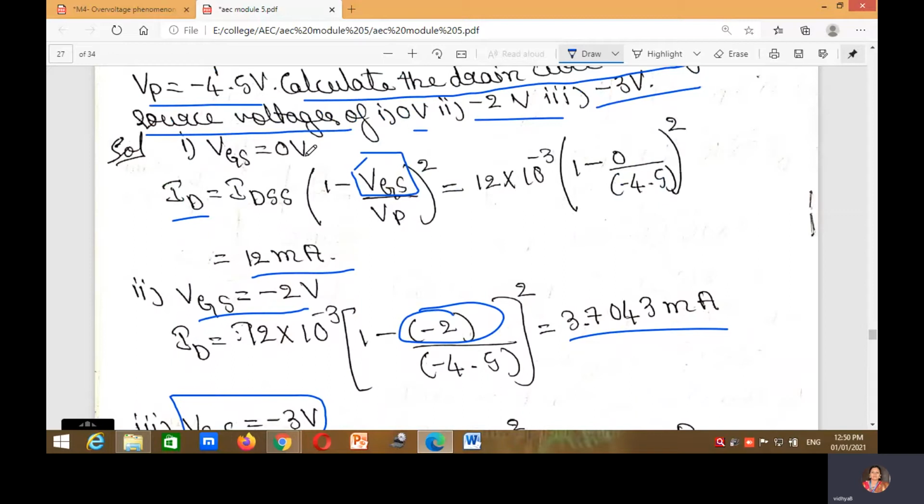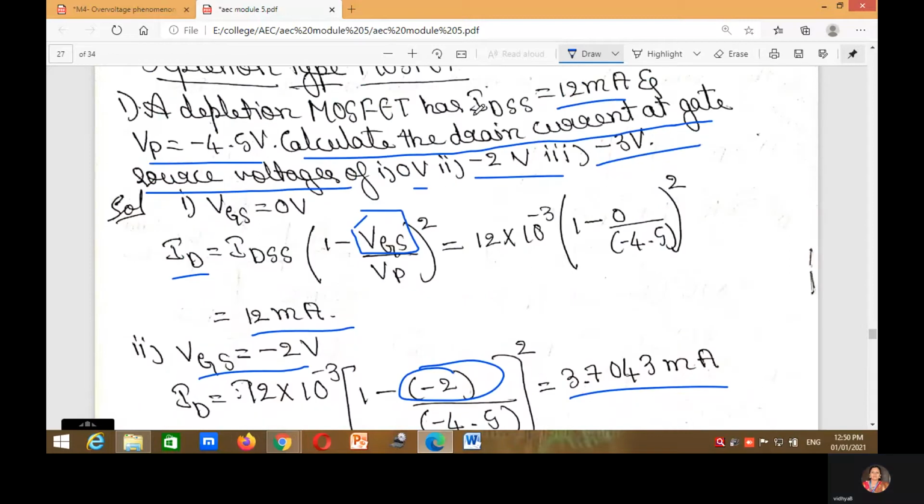You just need to change the value of VGS. They have given the values of IDSS and VP, which are common for the three cases.